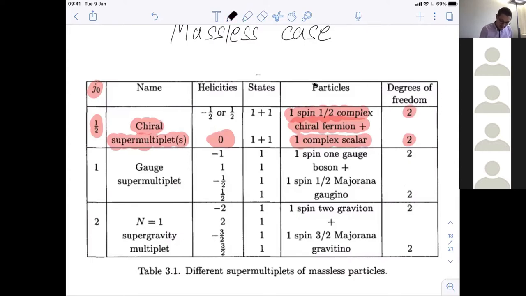Is it clear why? A complex scalar has the real part and the imaginary part. But for the Weyl fermion, which is a two-dimensional spinor, you could say that perhaps it has 4 degrees of freedom. But this is, in fact, not true. On-shell, there are only 2 degrees of freedom. And this follows from the fact that the Weyl equation or the Dirac equation is a first-order differential equation.